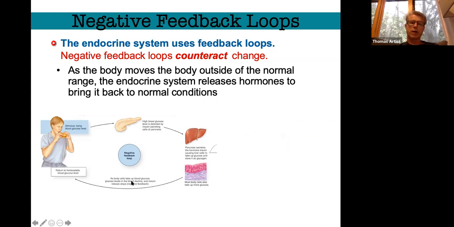Again, the negative feedback loop part is we'll continue to release this hormone until the level of glucose gets down to its normal preset levels. So maybe an hour or so after you finished eating, your blood glucose levels may have returned back to normal. This is detected by the cells in the pancreas, and they shut off and stop producing and releasing insulin.